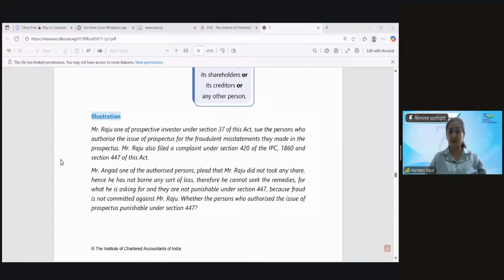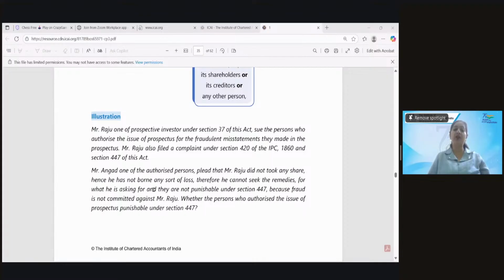Everybody has to answer. What would be your answer? Raju is one of the prospective investors under Section 37. He sued the person who has authorized the prospectus for fraudulent misstatement. He also filed a complaint under Section 447.